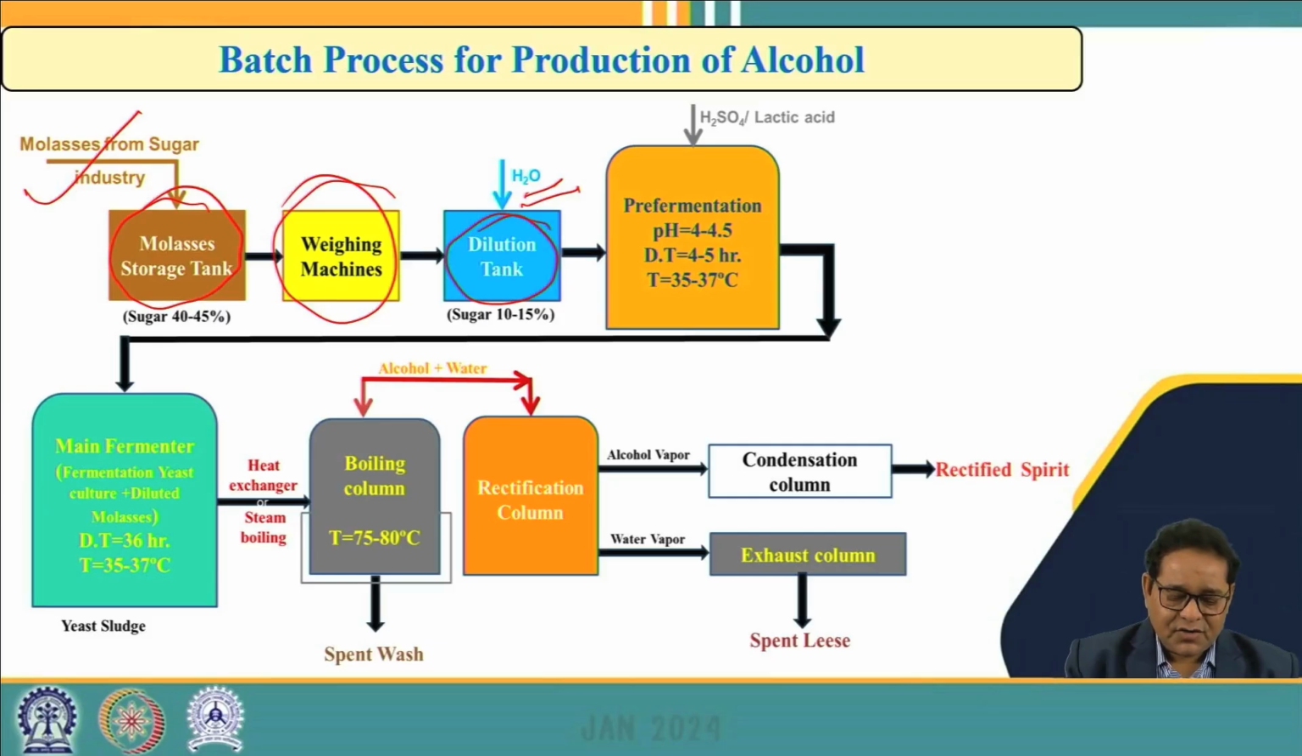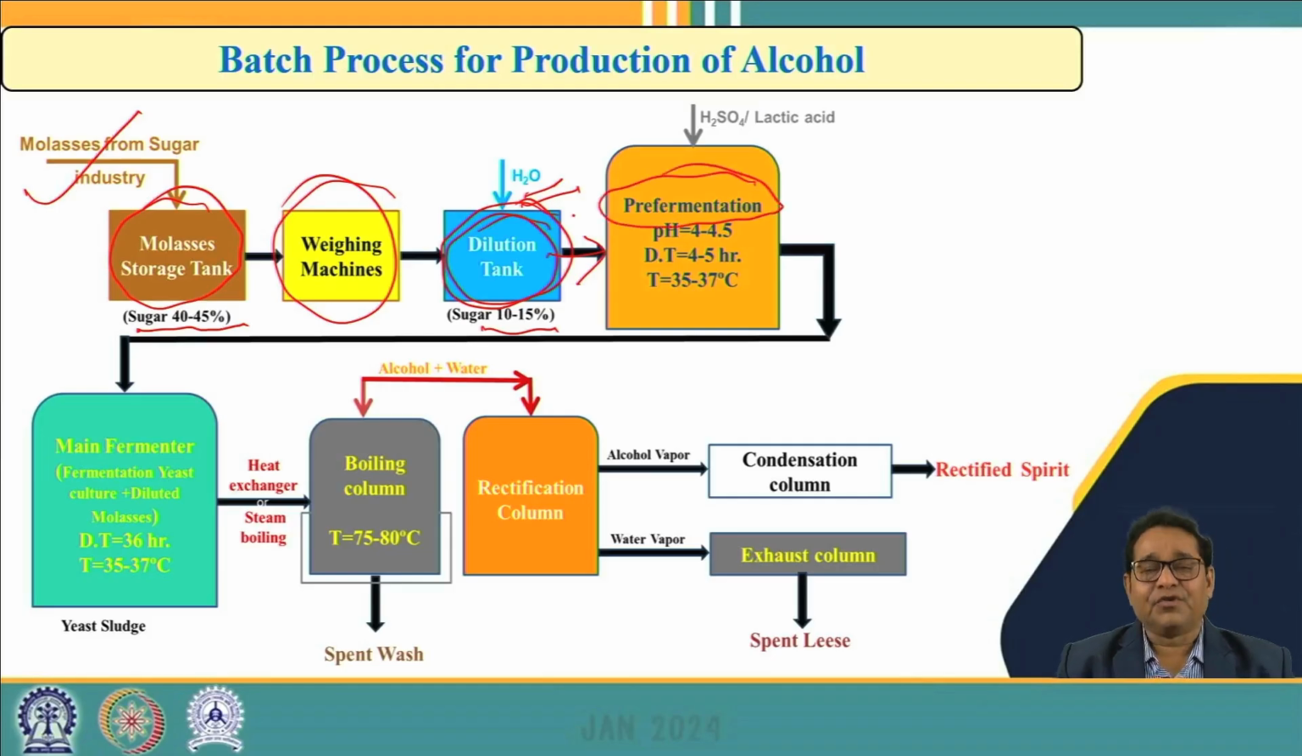in order to reduce its sugar content, because in raw molasses the sugar content is around 40 to 45%, and for this fermentation process the sugar content should not be more than 10 to 15%. So in this dilution tank we add water to reduce the sugar content to less than 10 to 15%, and then it is thoroughly mixed. After mixing, the entire liquid is sent to the pre-fermenters.